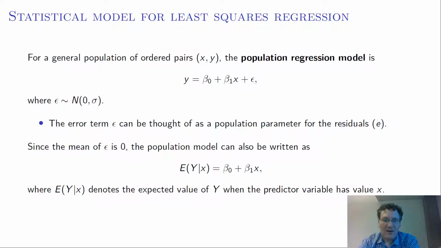Because it has an expected value of 0, its mean is 0. The expected value of y given some input value x, we're going to drop off the epsilon term because the expected value of this distribution is always 0. So this is what we're trying to estimate: the expected value, the average y value for a given input x value.